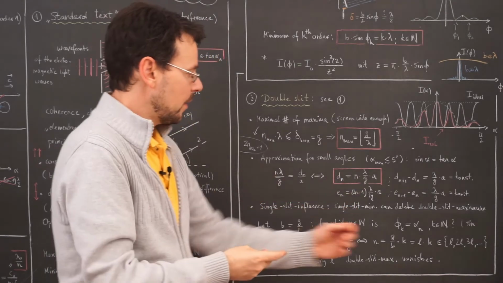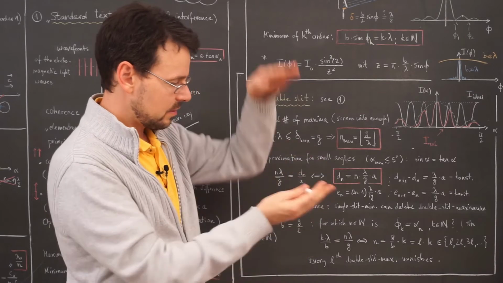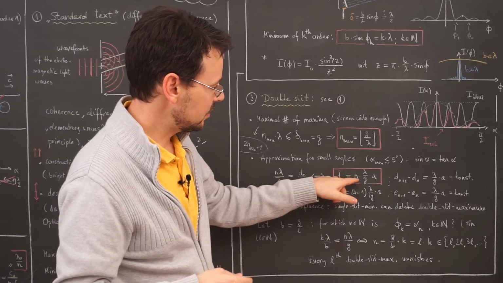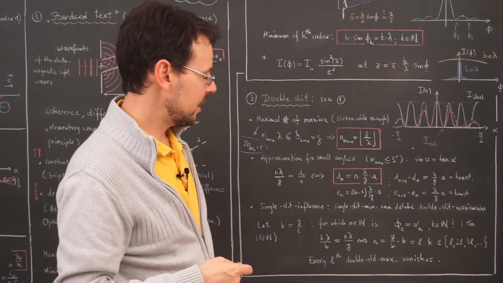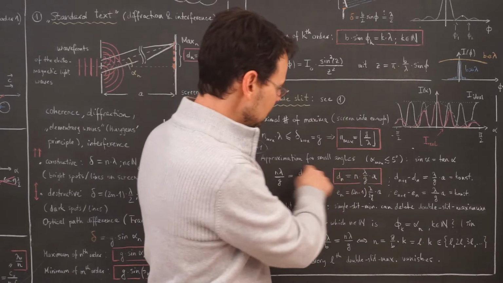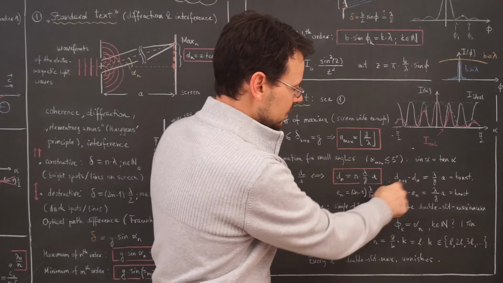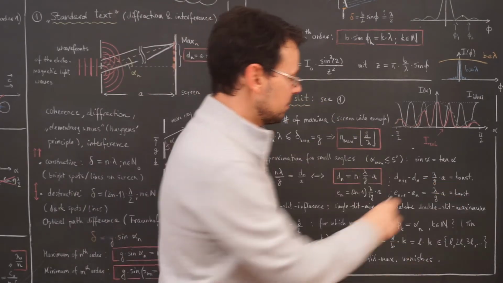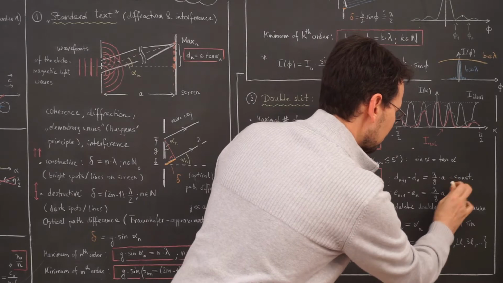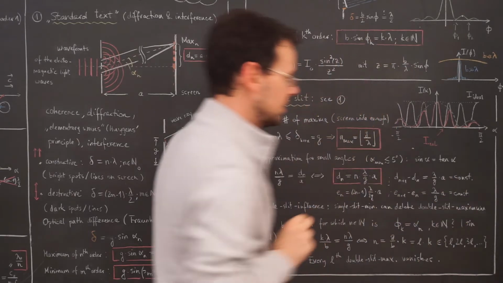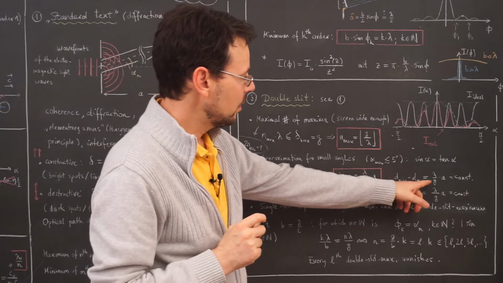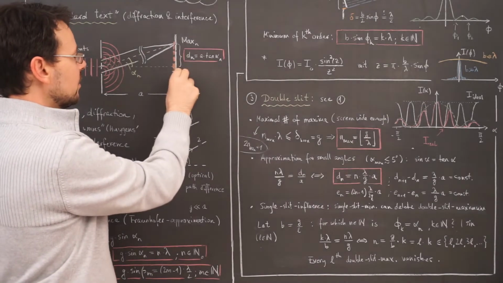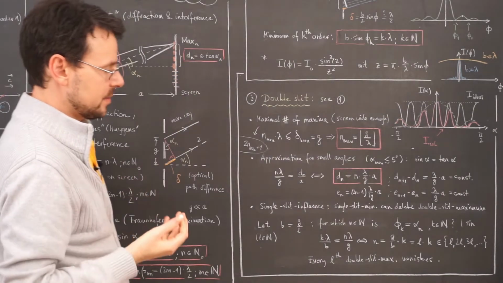This is the number you're actually looking for, the distance of the nth maximum to the middle of the screen where the 0th maximum lies. This is simply n times lambda over g times a. And then you see, using this approximation, that the difference of two neighboring maxima is always a constant. Oh, this is still German, so I need to write with a C. This is simply lambda over g times a. So all the maxima here have the same distance.